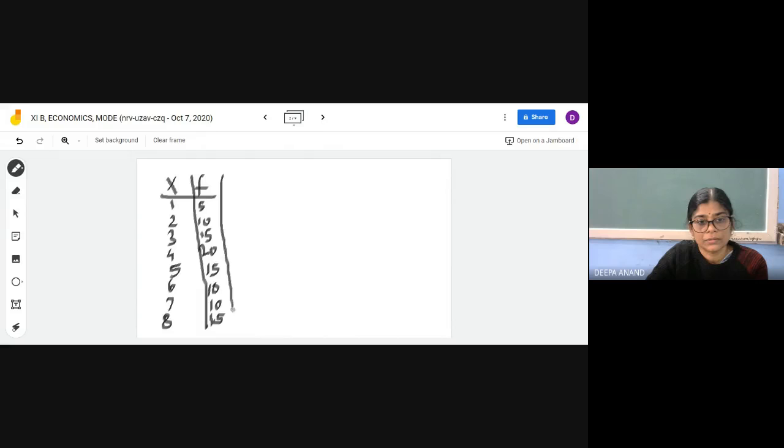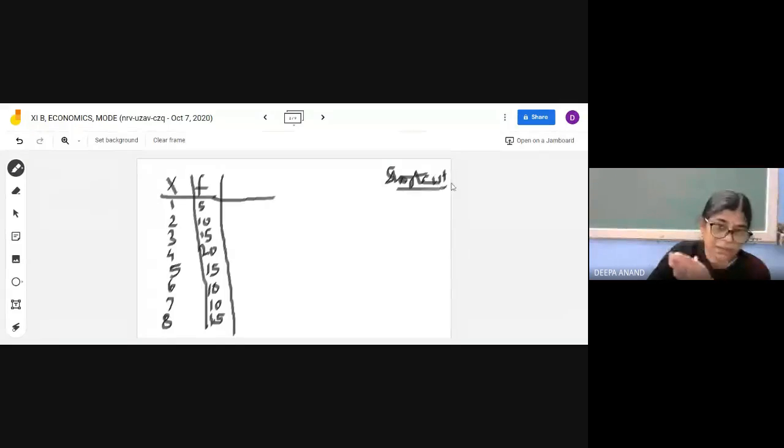Those who don't know how to do the answer, look at the board. So these are the two things given. You are given the size that is x and the frequency also. And you are asked to do it by shortcut method. Shortcut method means assumed mean method. Direct method you have already done.